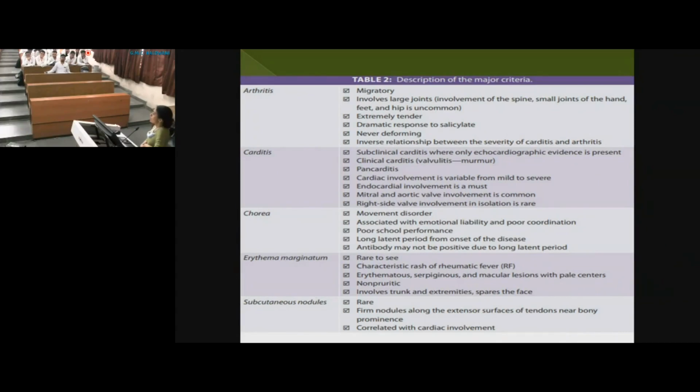Have you heard of Carey-Coombs murmur? What is the murmur that is heard in MR? Pansystolic. So Carey-Coombs murmur is a delayed diastolic murmur. That is the classical murmur that you hear in rheumatic heart disease.